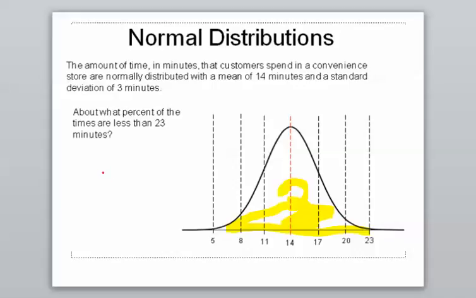Okay. So this is about 2.5% out here at this end out here. And so I'm going to take 100 minus 2.5, and I'm going to get 97.5. And it's still 97.5%.